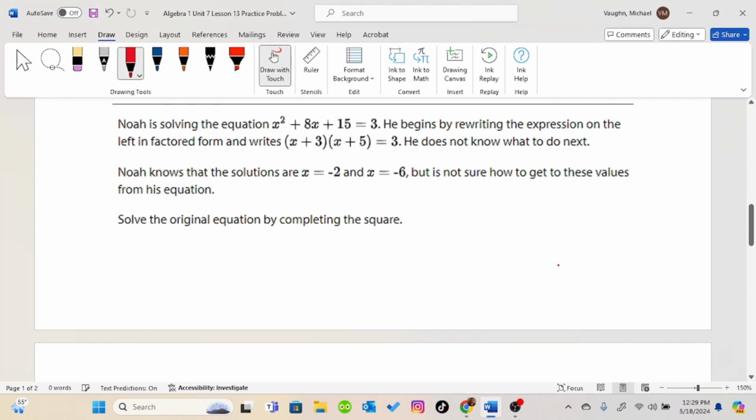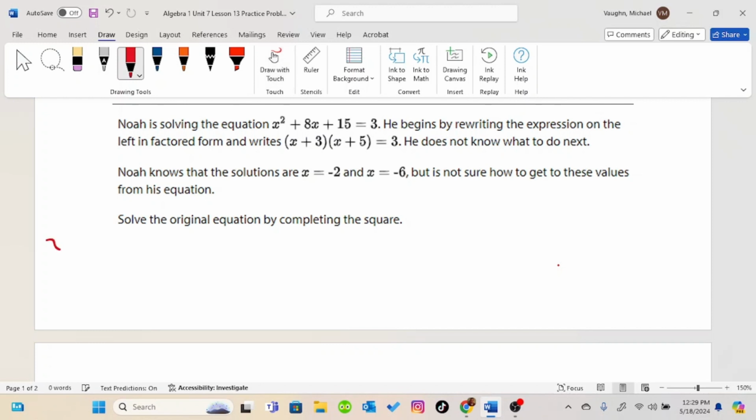Bottom of page 1. Noah is solving the equation x squared plus 8x plus 15 equals 3. He begins by rewriting the expression on the left in factored form and writes x plus 3 times x plus 5 equals 3. He does not know what to do next. Noah knows that the solutions are x equals negative 2 and x equals negative 6, but is not sure how to get these values from his equation. Solve the original equation by completing the square.